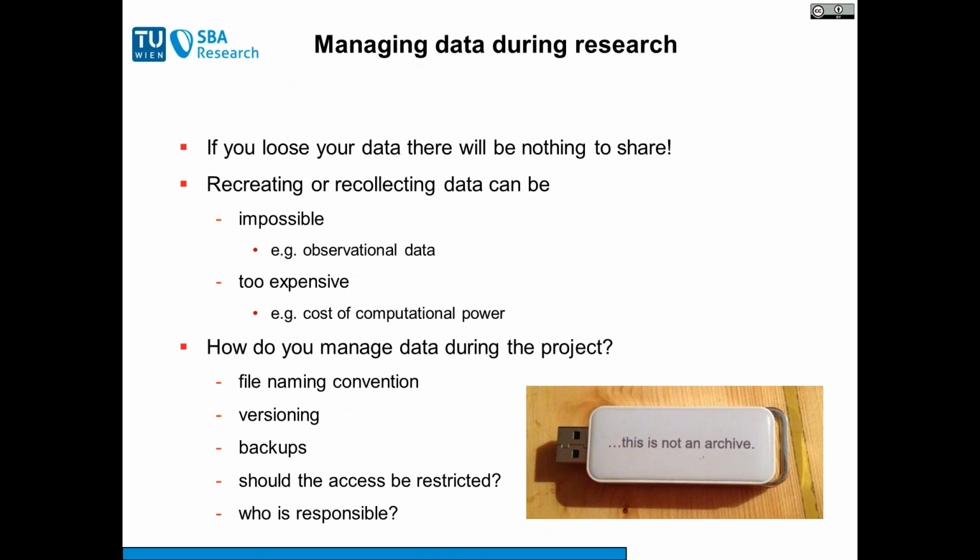Data management plans bring the awareness that you have to manage and organize your data from the very beginning. If you're doing observations and you lose the data, you're not able to get the samples again. Sometimes recreating can be too expensive. So while you're doing your research, you have to make sure you are using a file naming convention, giving proper names to folders and files. You have a way to support versioning, so if somebody overwrites a file by accident, it's not lost.